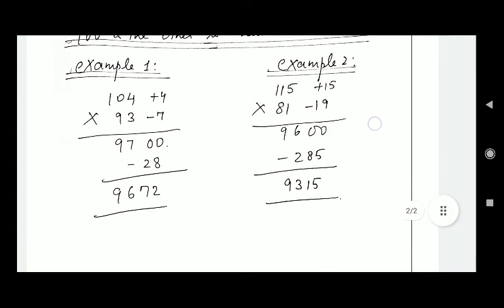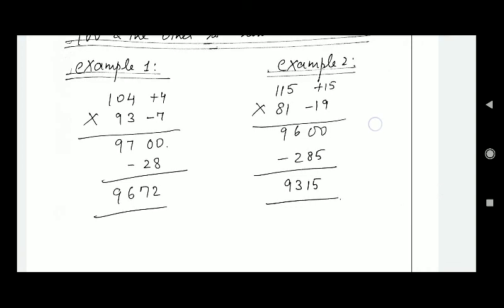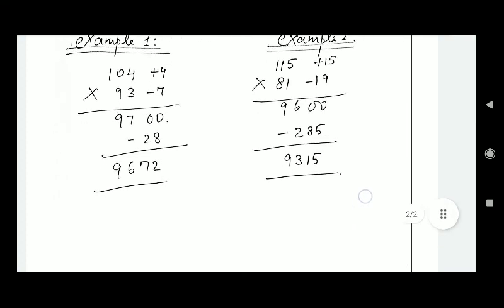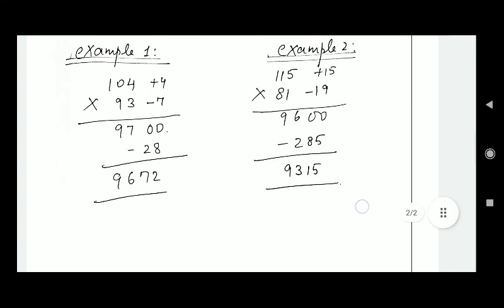As usual, I am putting in the first row the last two digits as 00. Regarding the first two digits, I subtract 19 from 115, or I add 15 to 81, both of which will give me the same result, which is 96. So in the first row I am getting a value of 9600. Now when I subtract 285 from 9600, I am getting a value of 9315, which is my final required answer.